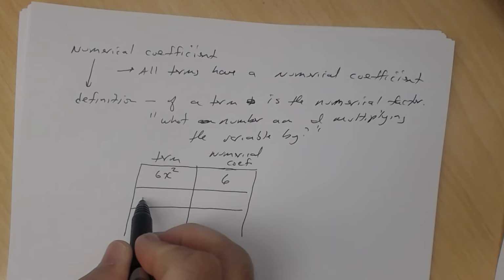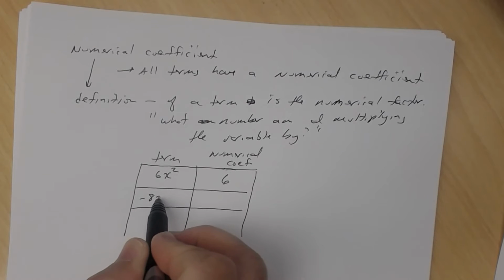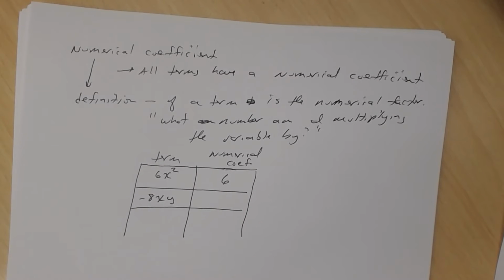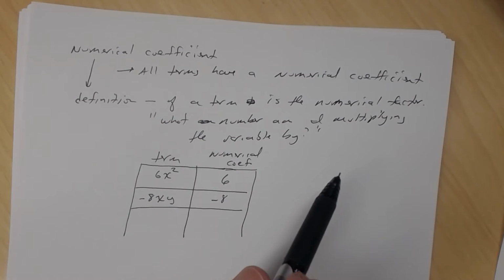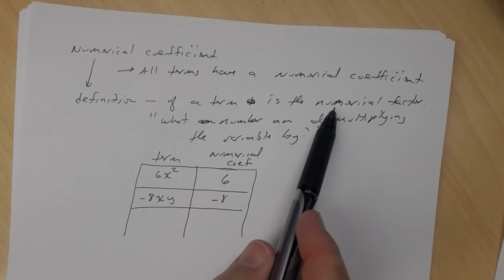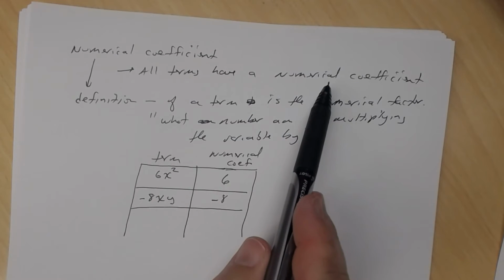All right, what about negative 8xy? For that term, the variable is xy. The factors here of the variables are xy, and the question becomes what I'm multiplying xy by. So what is the numerical coefficient? What is the numerical factor? Well, the numerical factor is negative 8. So remember, it's just that number. The numeral is just a number. The numerical factor is just that number.